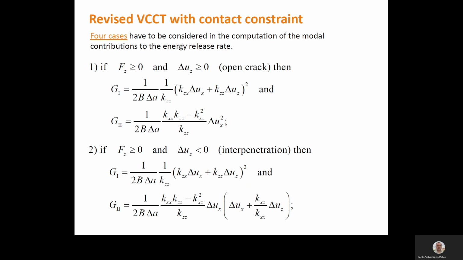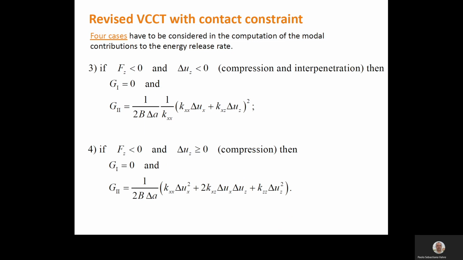Case 2 is when the crack tip force Fz is still positive, but the relative displacement delta Uz is negative. In this case, the elastic solution predicts interpenetration, which has to be prevented. And G1 and G2 can be calculated based on the expressions given here. In general, again, we are in 1-2 mixed mode fracture conditions.